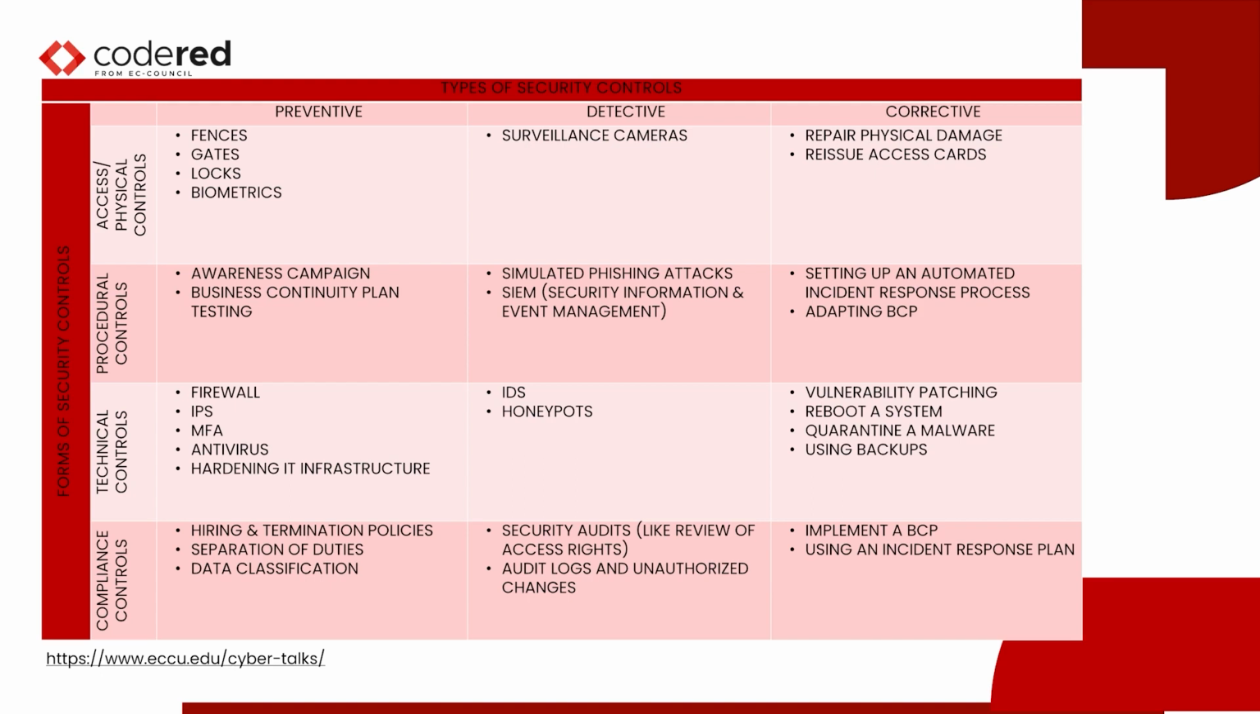Another preventive control is obviously business continuity plan testing. So if you already have one, it's already good. But if you never tested it, it's not great. It can backfire, because obviously if you have to run the testing in a real case scenario, a lot of precious time could be gone.